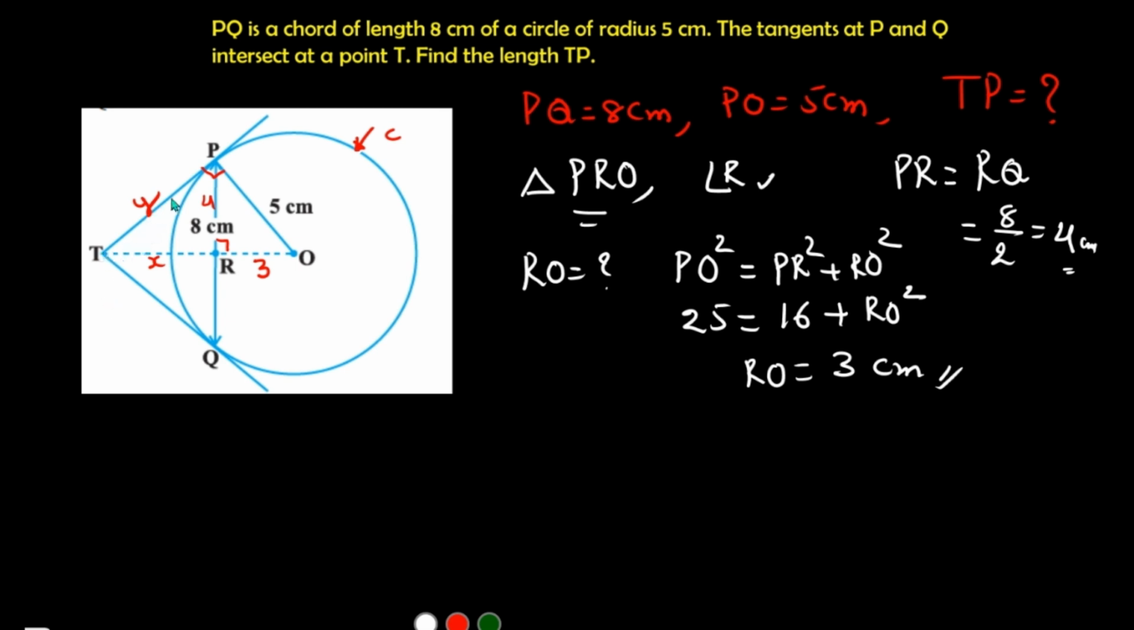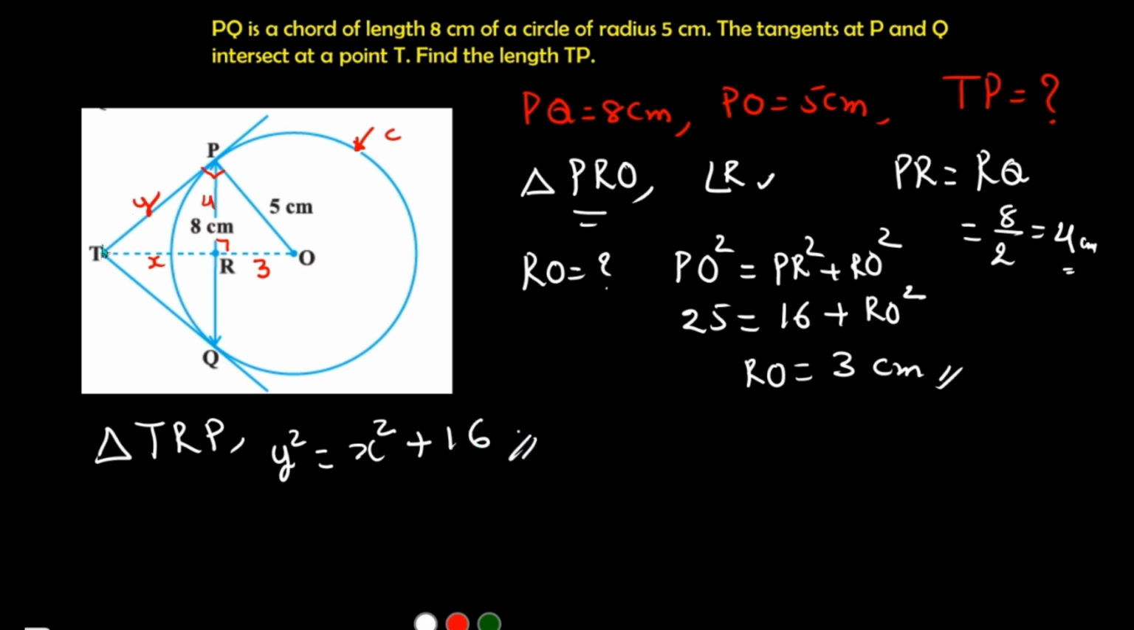So now use this triangle. I'm just rewriting here. If you use the triangle TRP, how can we write it? The hypotenuse is Y, right? So Y square equal to, this is X, right? So X square plus 4 square, which is 16. So we can write this equation, right?